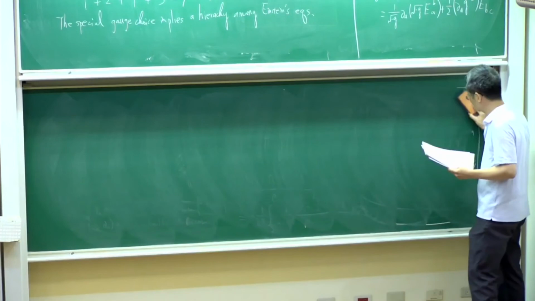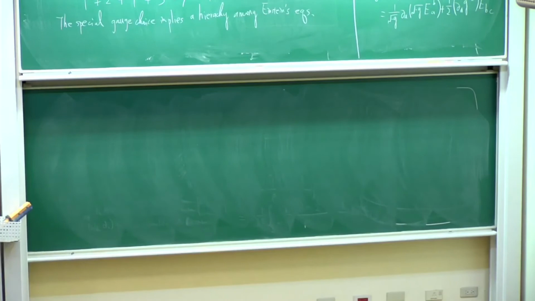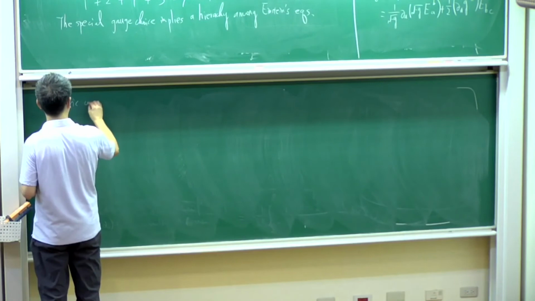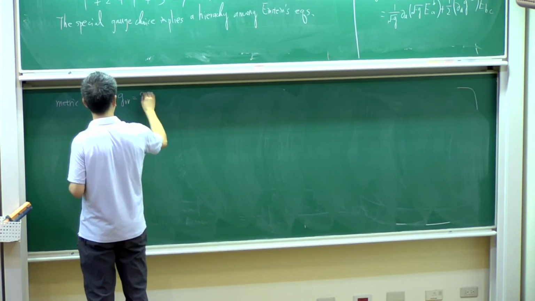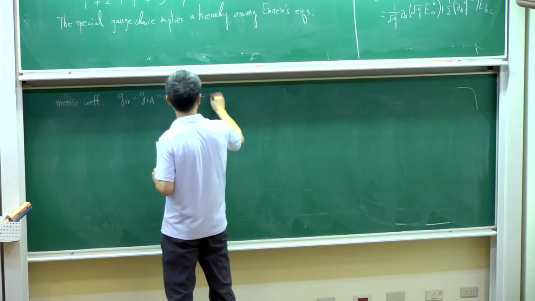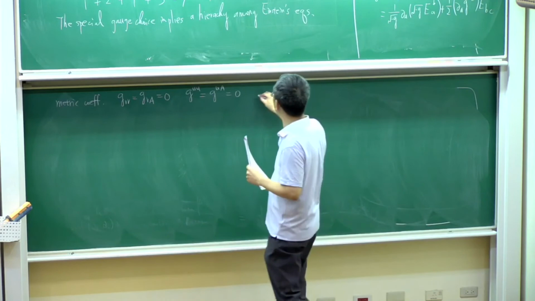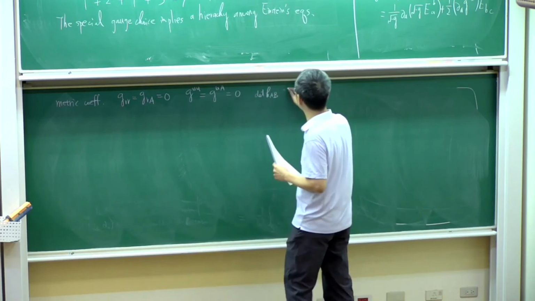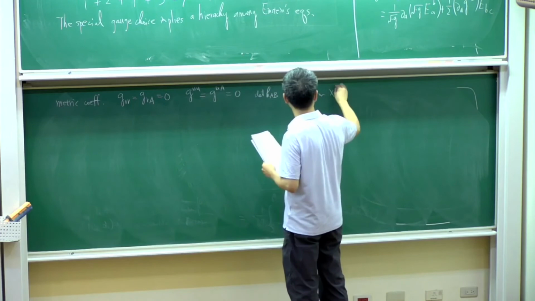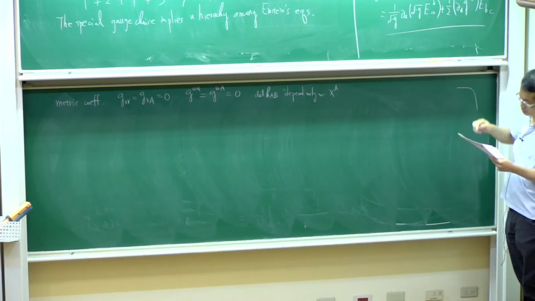Okay, but now we're going to use this special structure, so our metric coefficient. So we actually have d_rr is equal to d_ra is equal to 0. And we also have d_uu is equal to d_ua is equal to 0. And also we have this determinant of h_AB depends only on x^A. Okay. But basically when you play with this equation here, you actually get the following.